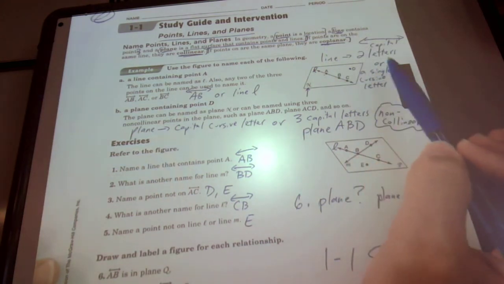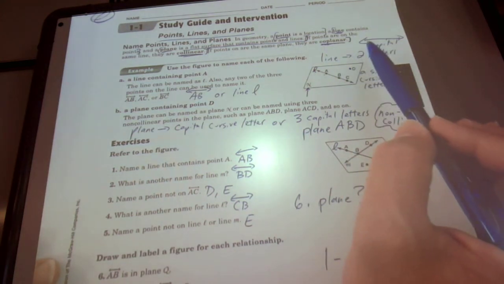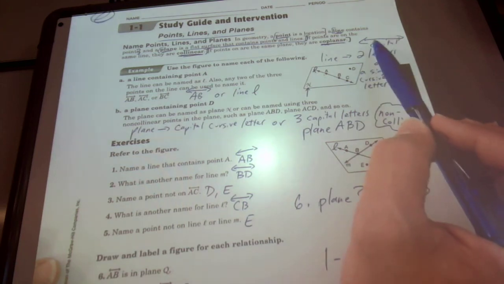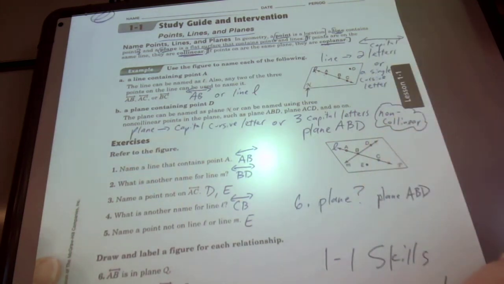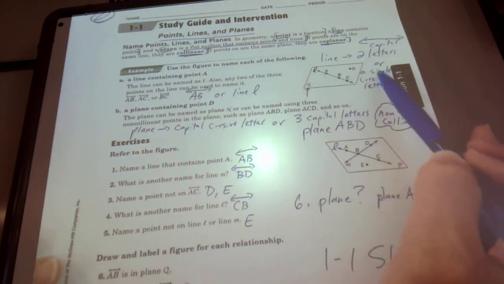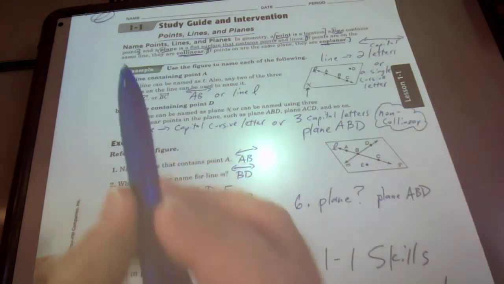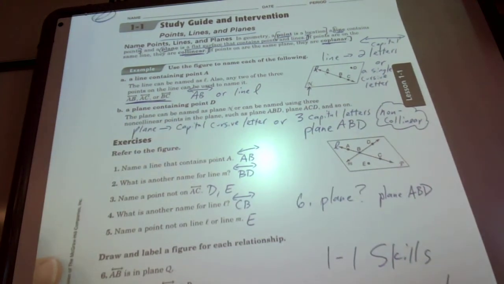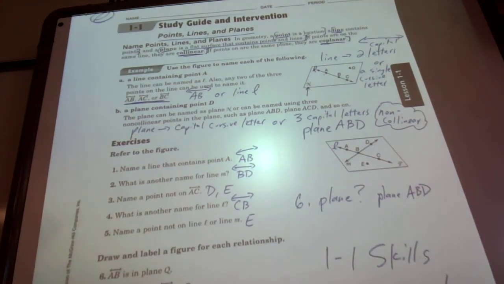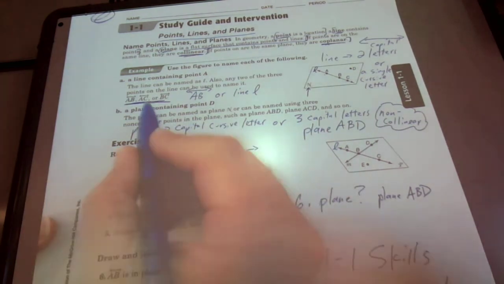You can either use 2 capital letters with this symbol over it, that symbol being, it's really a line segment with arrows on the end of it. That's how we notate line. Or you can write a single cursive letter. Now your textbook says that any of those 3 answers are right, and they are correct. Any one of those is good.